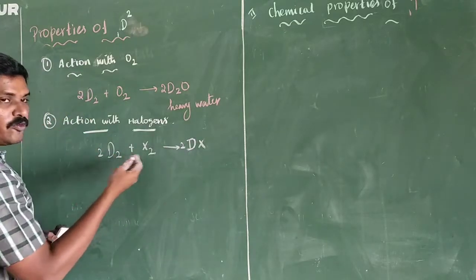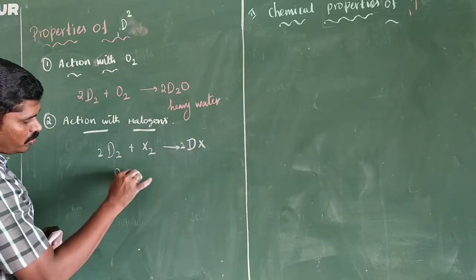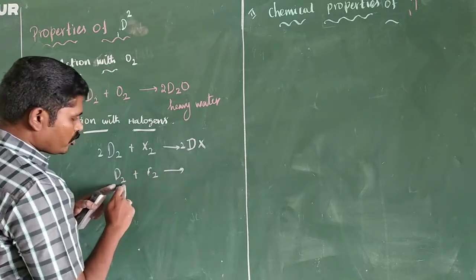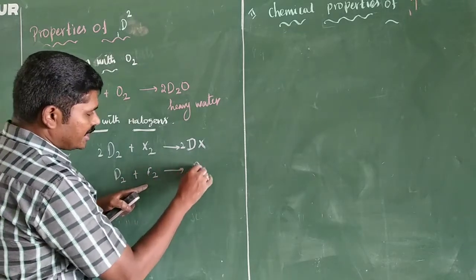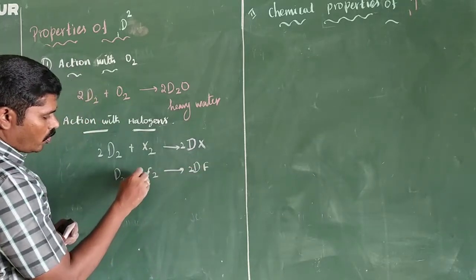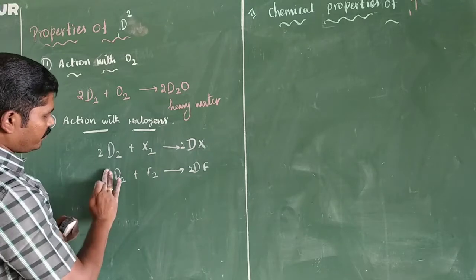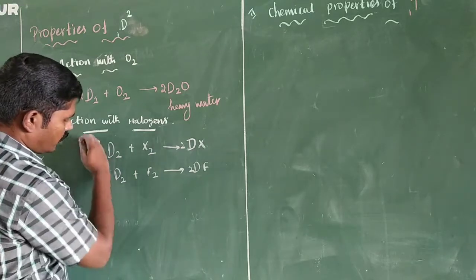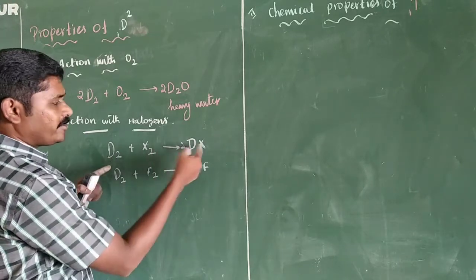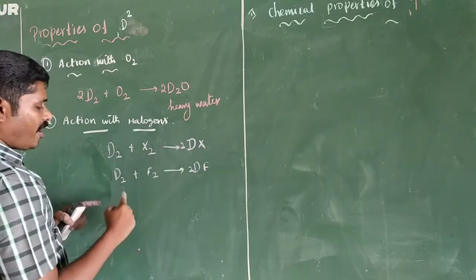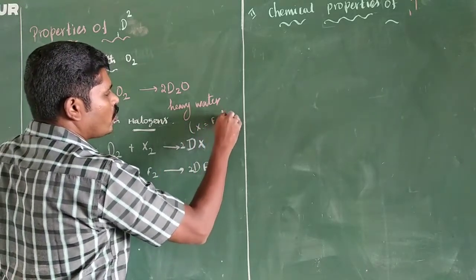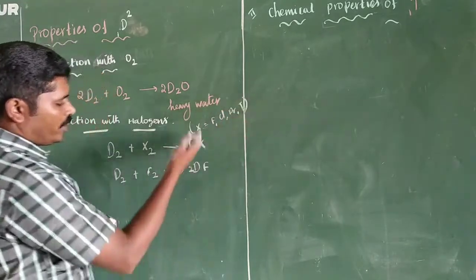For example, fluorine. D2 plus F2 will give 2 DF, deuterium fluoride. Okay, so this reaction is already balanced: D2 + X2, 2 times D, 2 times X. Here X is equal to the halogens: fluorine, chlorine, bromine and iodine.